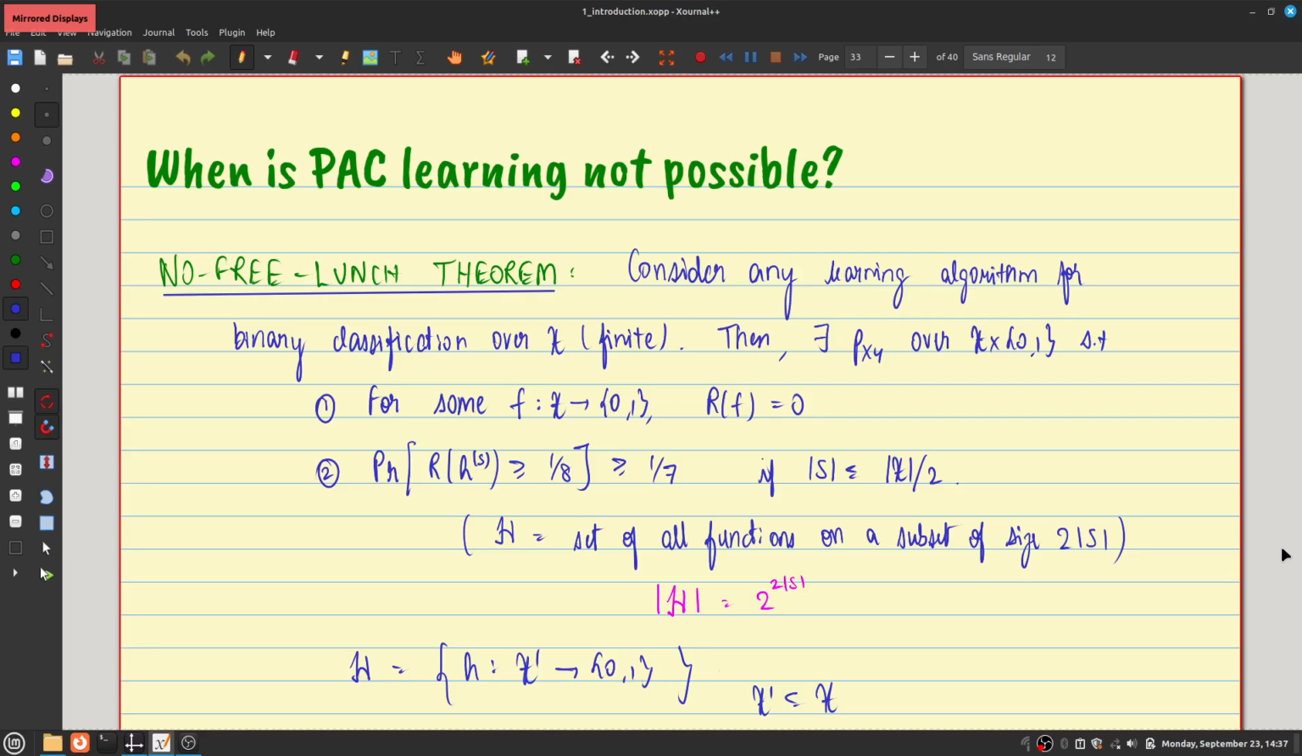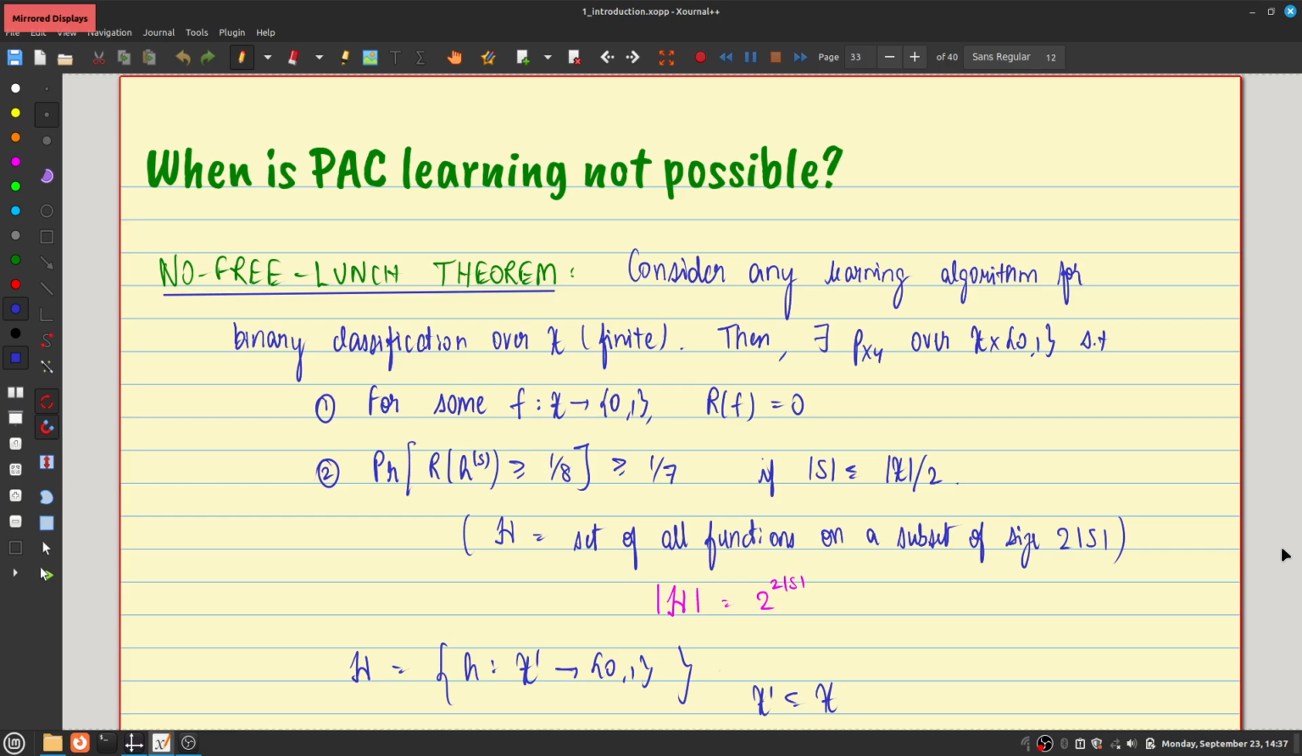In the last class, we were analyzing when it is not possible to perform PAC learning, right? So we initially saw that all finite hypothesis classes are PAC learnable, and in fact, they're also agnostic PAC learnable. But then that raises the question as to whether all hypothesis classes are PAC learnable, and the answer is no.